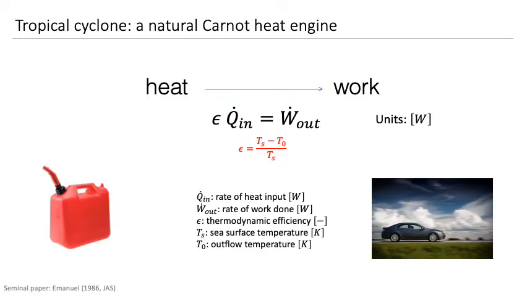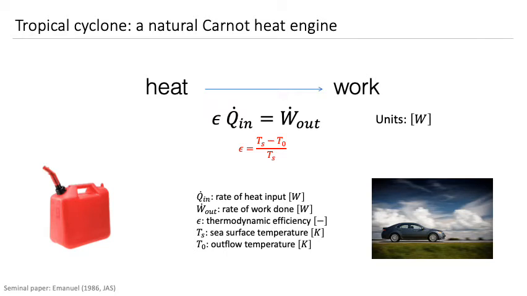Okay, and for a Carnot heat engine, the thermodynamic efficiency is given by the difference between the warm and cold temperatures, in this case the sea surface temperature, Ts, and the outflow temperature, T naught, divided by the warm temperature, which is the sea surface temperature, Ts.